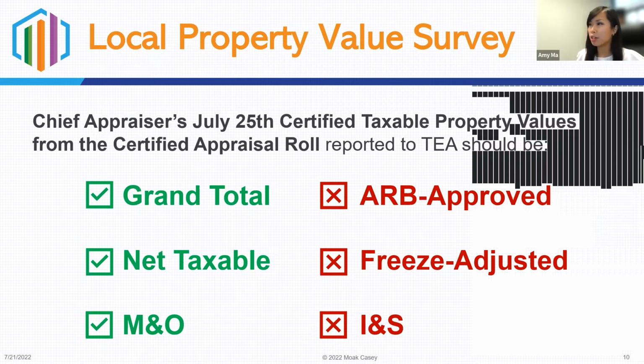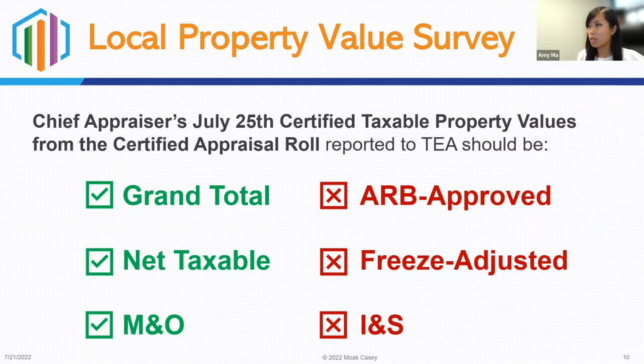So we want to make sure that we're not using the ARB approved page. It doesn't include all the values that are under protest, whereas the grand totals does. For freeze adjusted, we don't want to use that because it doesn't include any value loss from those frozen properties. And again, the tier 1 rate is for M&O purposes, so we're going to look at M&O and not INS.